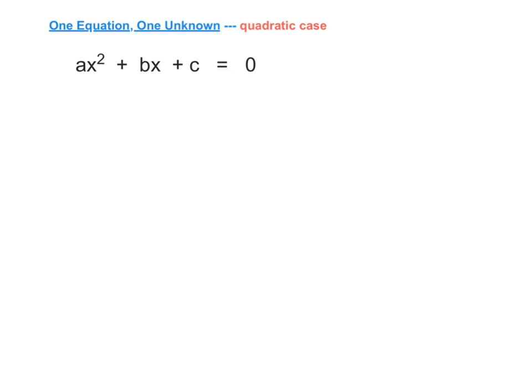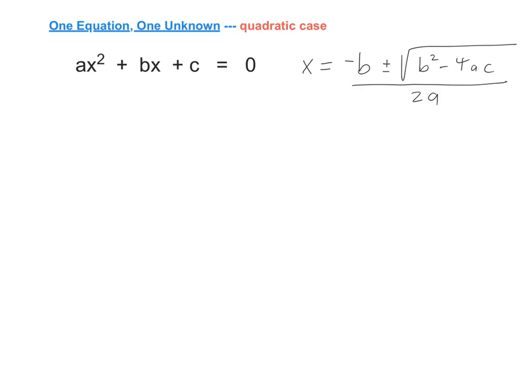So how do we go about solving this equation? Well, the first thing we have to do is pull out the quadratic formula, which tells us the solution. And the quadratic formula tells us that the solution to this equation is x is going to equal negative b plus or minus the square root of b squared minus 4ac, all over 2a.